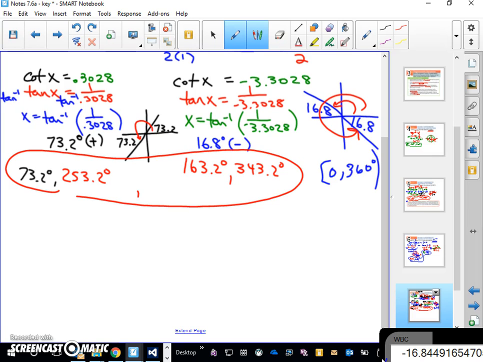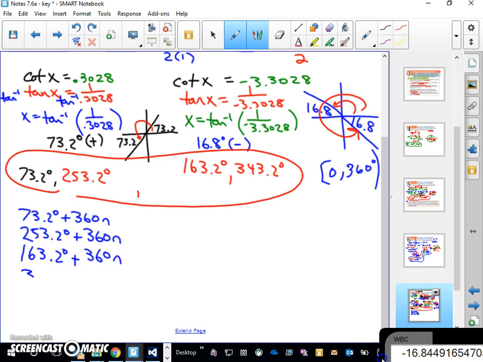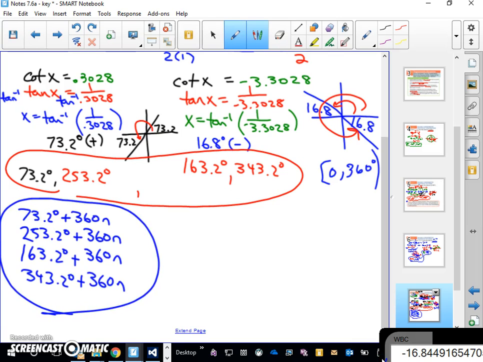If I'm going to find all the solutions, just think about it. Here's a 30-degree angle. If I add 360, I'm back there at the same place. 390 is the same place as 30. Add 360, add 360, add 360. You just keep adding 360, you're going to get back to the same place. And so that's what I'm going to do. Instead of 73.2, I'm going to say 73.2 plus 360n. That'll get all of them. And 253.2 plus 360n. And 163.2 plus 360n. And 343.2 plus 360n. That would give me all solutions, and not just the ones in between 0 and 360.